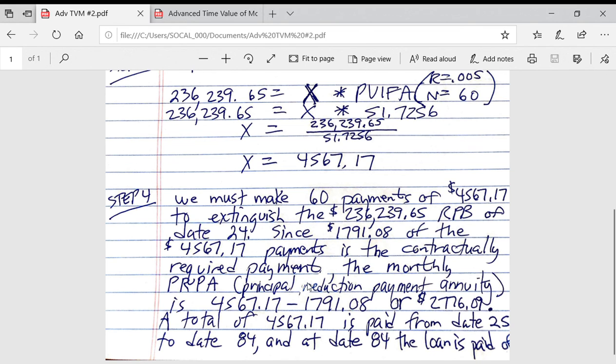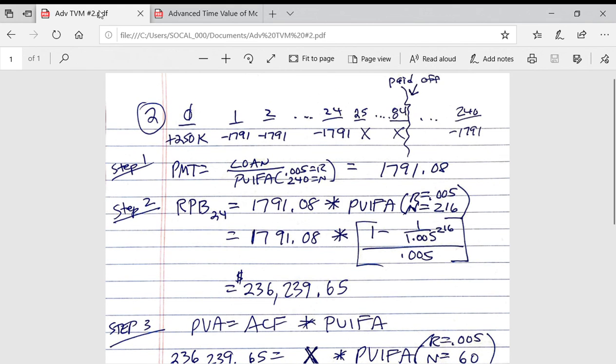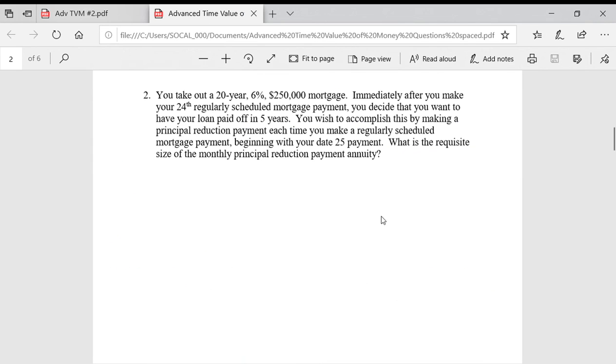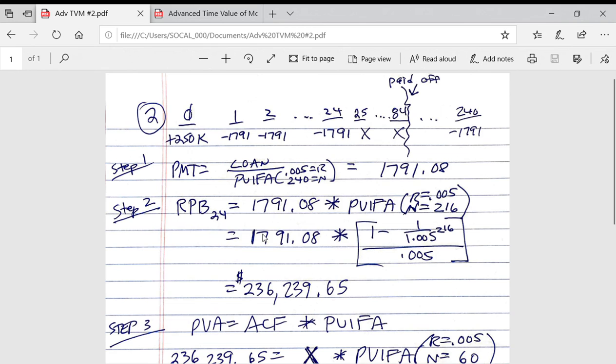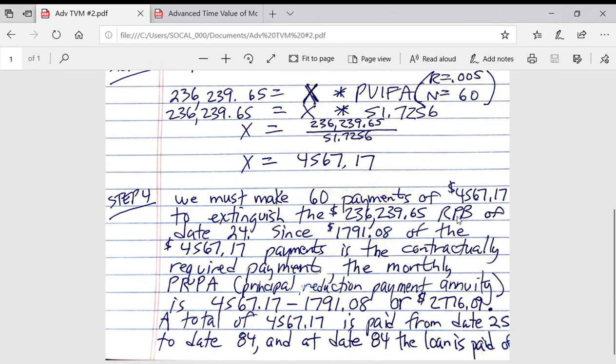And so the answer to our question, the way it was asked, the question that was asked was, what is the requisite size of the monthly principal reduction payment annuity? Well, that specific answer would be $2,776.09. And I think that's a great problem. There's a lot of stuff going on there. Please spend some time studying that. And thanks for watching.